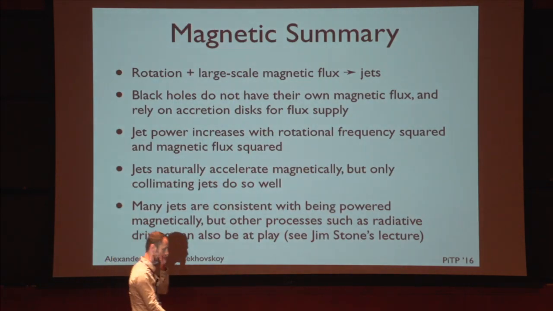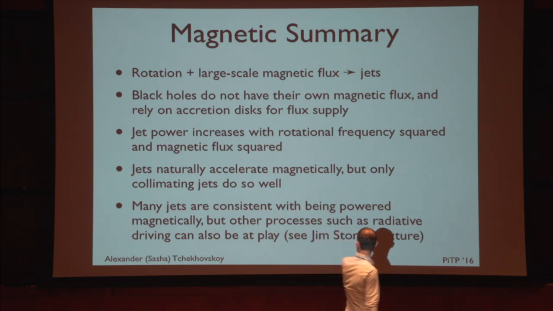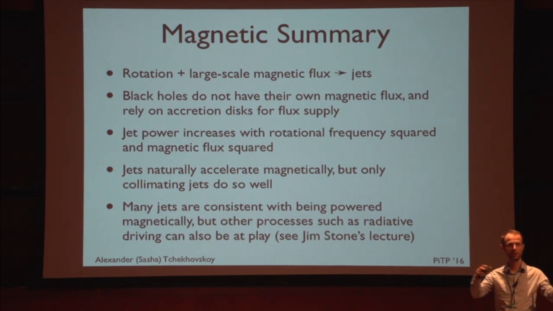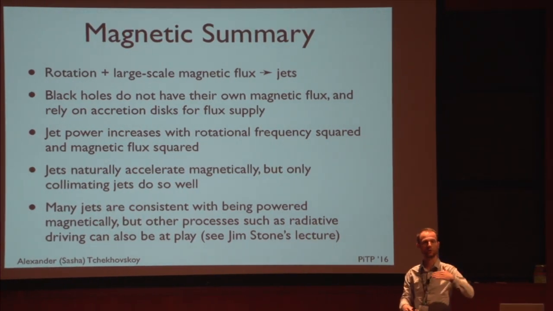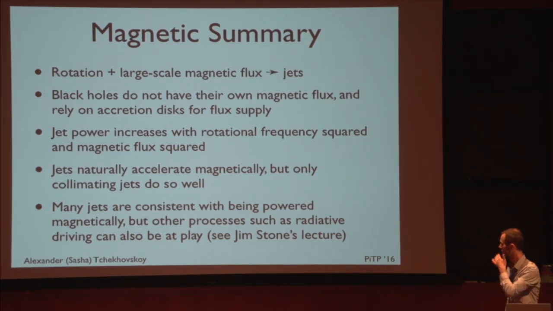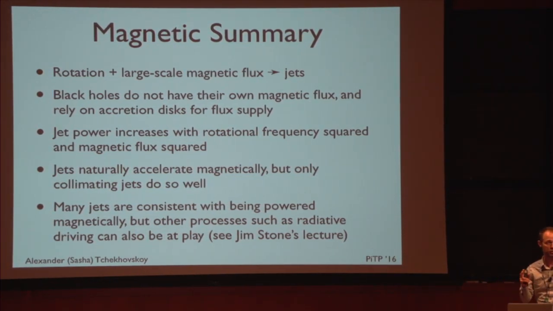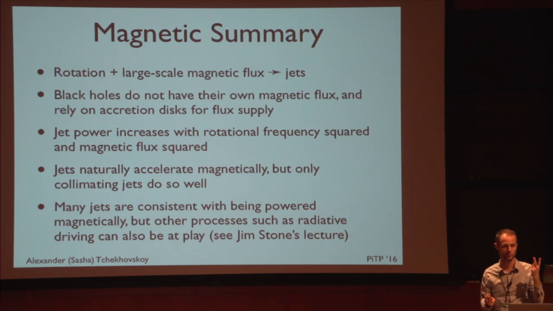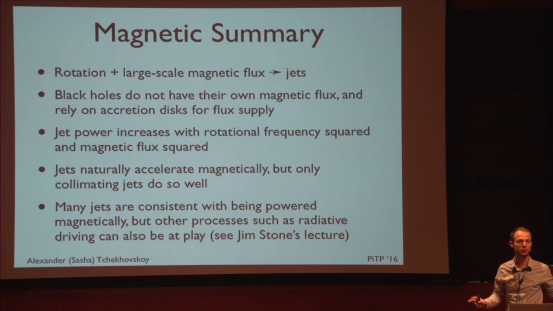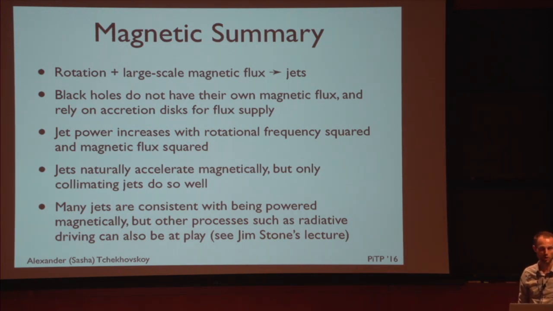So here is the summary. What have I talked to you about? If you want to get a jet, you want large-scale magnetic fields and rotation. Combine the two, and magnetic fields get wound up into magnetic springs that expand and take away the energy from the center. Black holes have only two hairs, the spin and the mass. They do not have magnetic hair, so you need to provide magnetic flux to them. This is the topic of my next lecture.